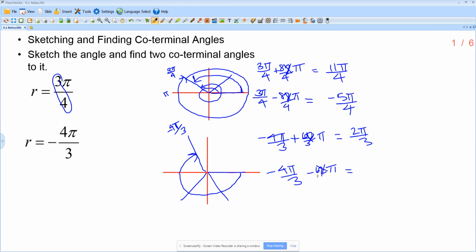Or -10 pi thirds. So if I had gone -3 thirds, -6 thirds, -9 thirds, a whole nother -1/3 would give me -10 thirds, and I'd be at that same spot.